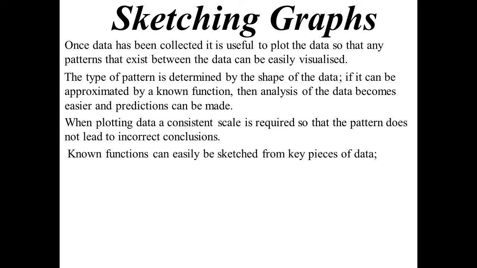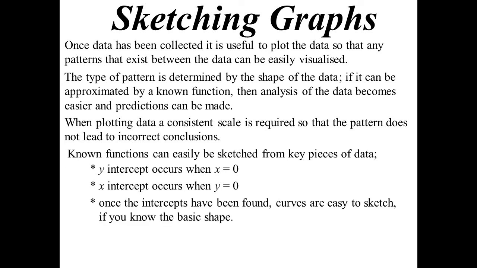Known functions. If we know what a function looks like just by looking at the equation, life becomes very easy. The y-intercept, of course, is very easy to find. You substitute in x equals 0. X-intercept, similar, not always as easy to find though, depending on the equation you end up with, but you make y equals 0. Once you've got those intercepts, combine that with the shape of the curve, and you can pretty much get a good estimate of your graph.